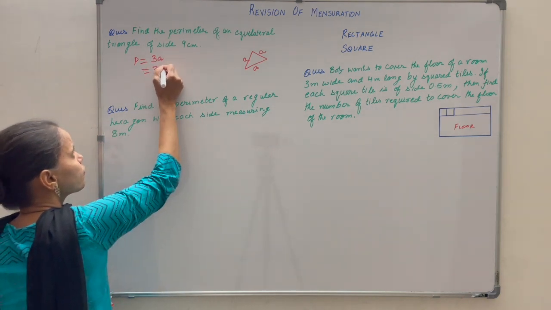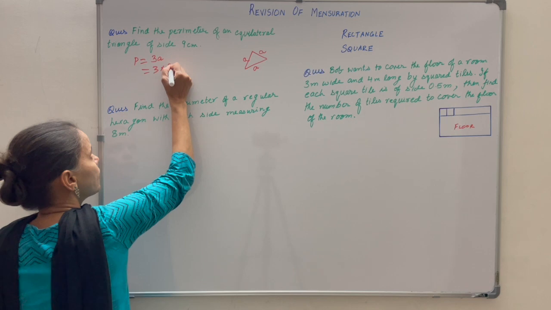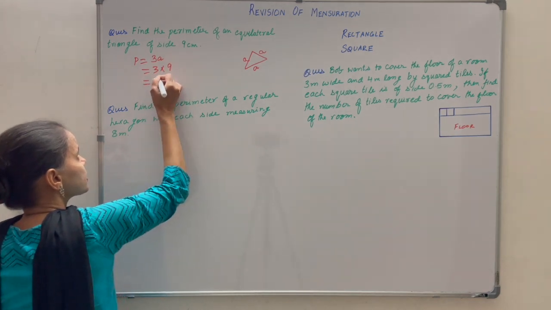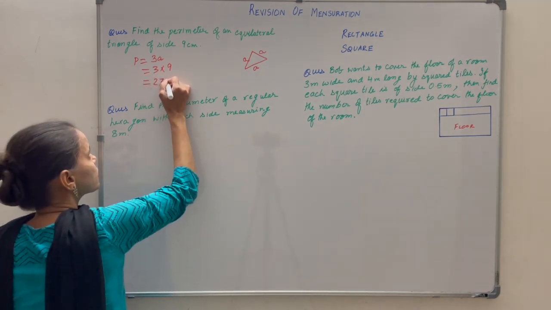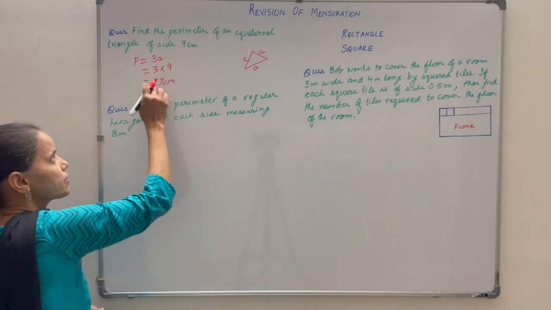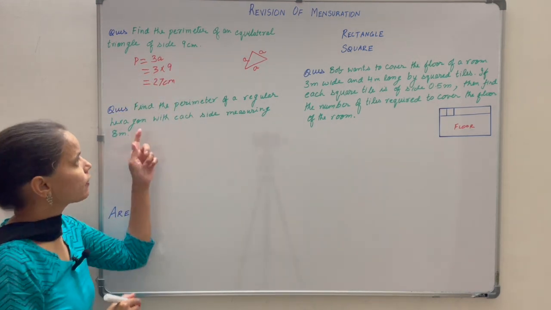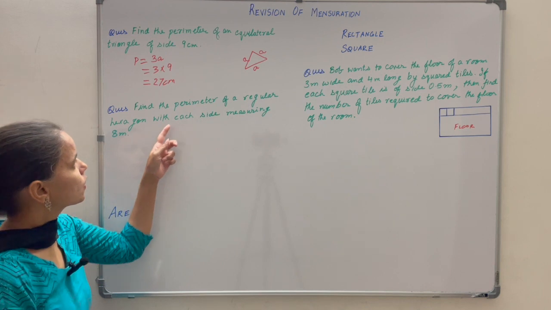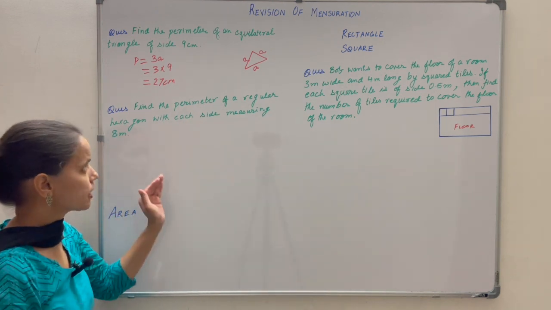A is the length of one side of the equilateral triangle and that is given to you here as 9. So 9 into 3 is 27. So perimeter is 27 centimeter. Find the perimeter of a regular hexagon with each side measuring 8 meters.